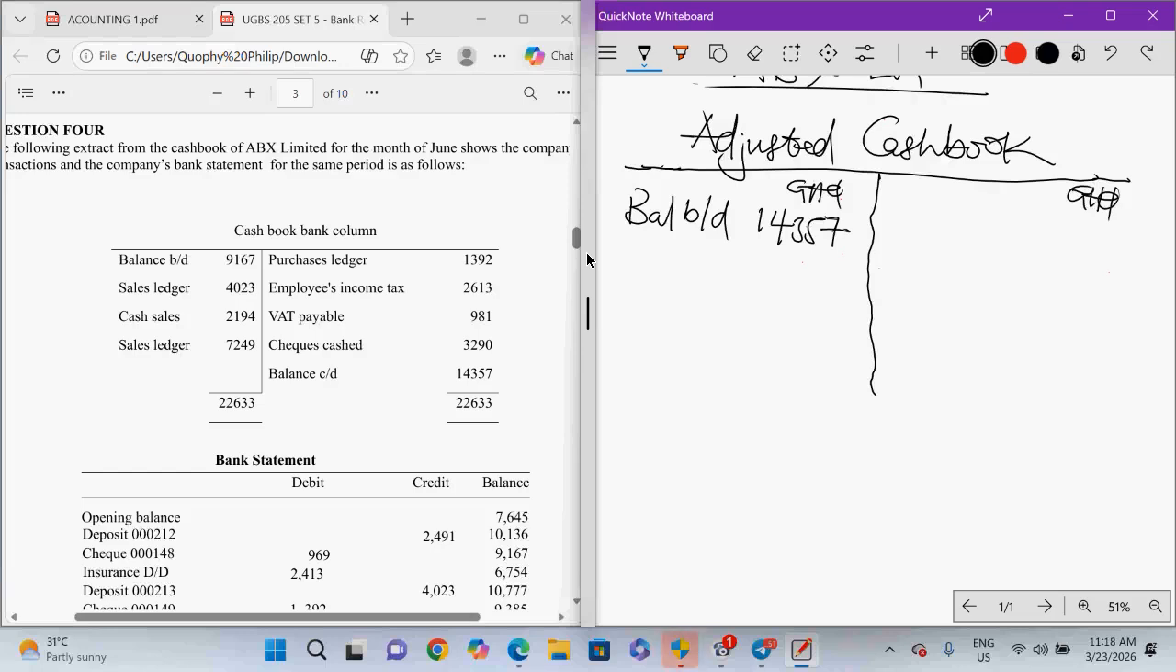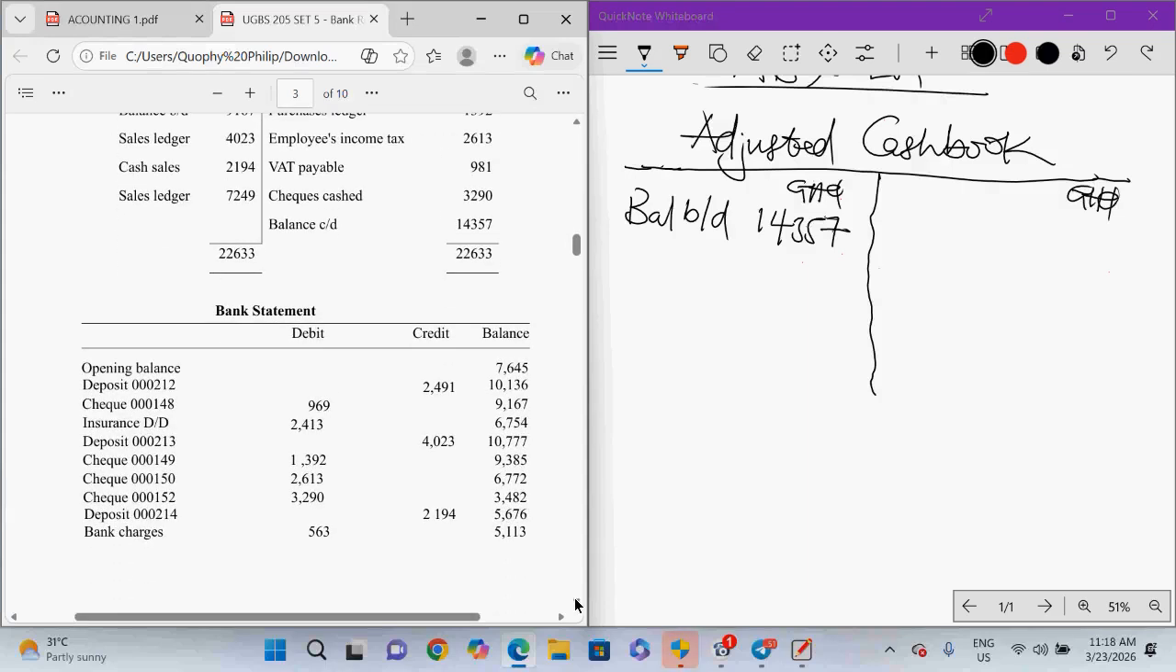So we are going to compare our credit side, which is the cash book, to that of the bank statement, and see any information that they have and we don't have. We are going to bring that information. We are also going to compare our debit side, which is the cash book, to that of their credit side. So looking at the credit side of our cash book and the debit side of the bank statement, what information do you think is in the bank statement but cannot be found in the cash book?